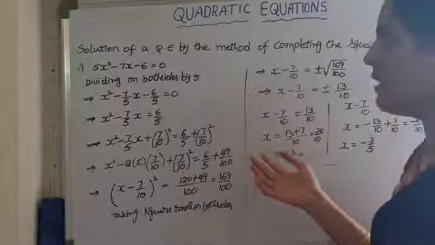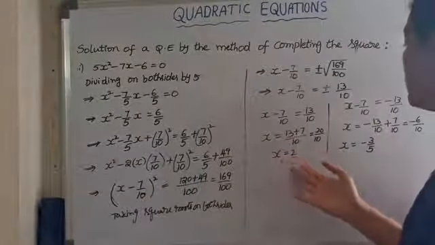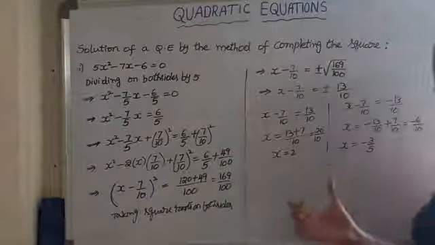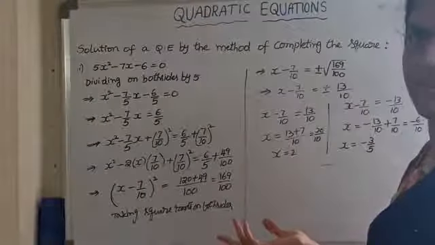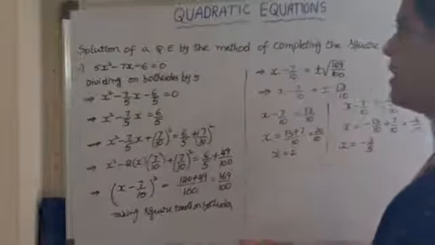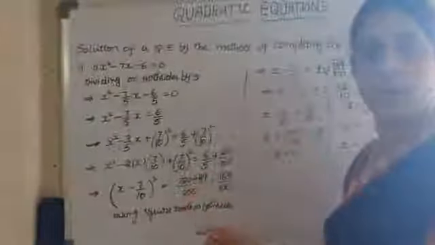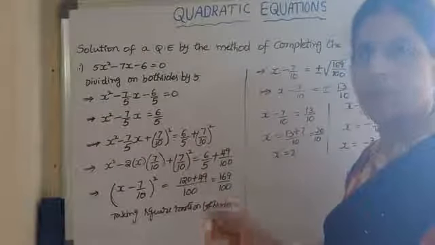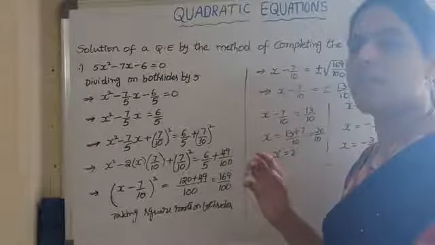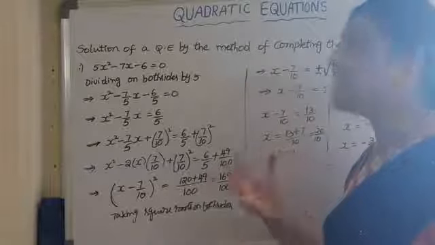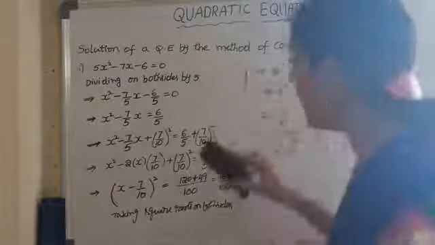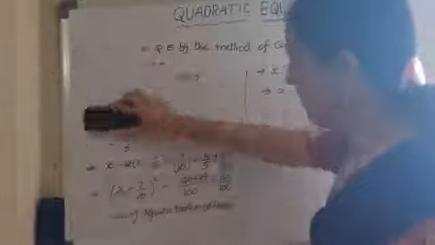What is the solution? So the solution set is 2 comma minus 3/5. These are the roots or solution we can say, roots of the quadratic equation by using the completing square method. Okay, understand? This is a very important method. Follow carefully. Next sum.